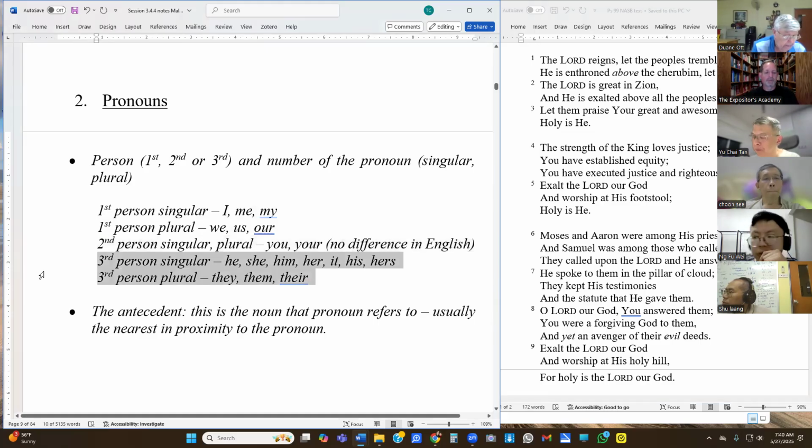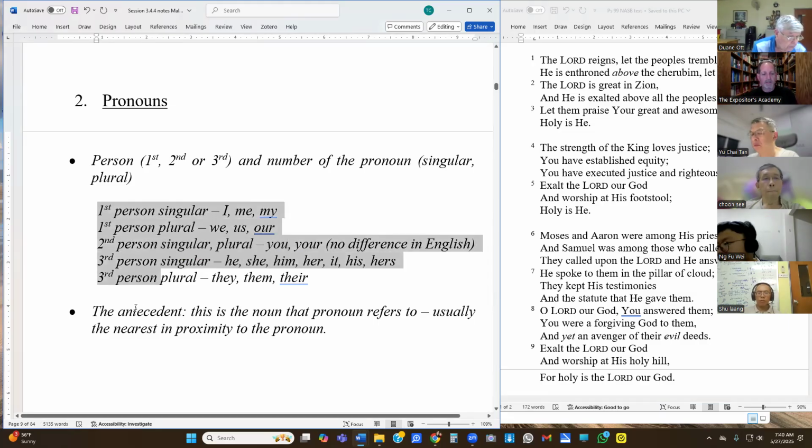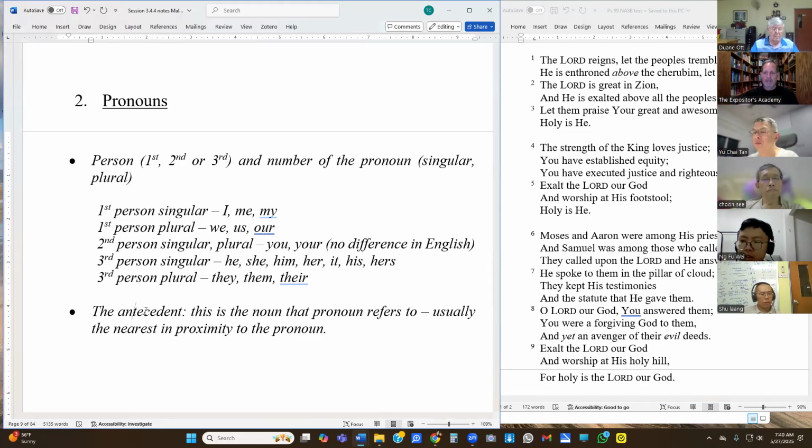And then there's the third person, which is he, she, him, her, the singular, or they, them, their, the plural. So what we want to do is identify what pronouns we see and identify the first, second, or third person, and then the antecedent. That means what is the noun that this pronoun is pointing to? All right. And again, that's important to be able to make sure we are tracking correctly what these pronouns are doing. Because sometimes when you see a pronoun, who is that referring to? So it's important that we're specific and understand that.